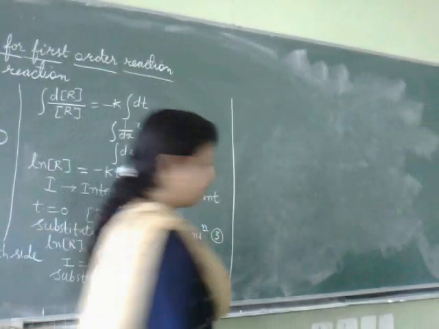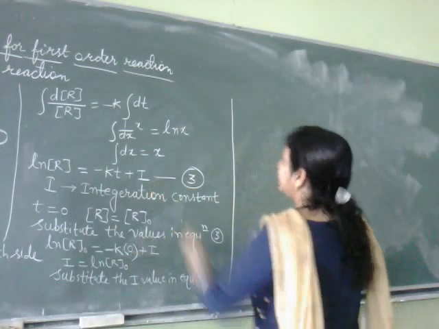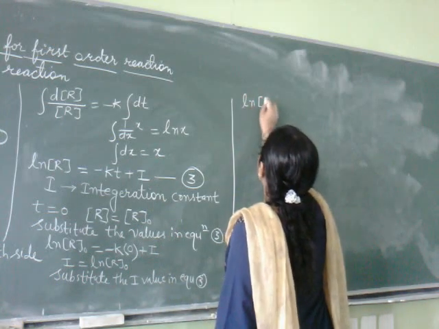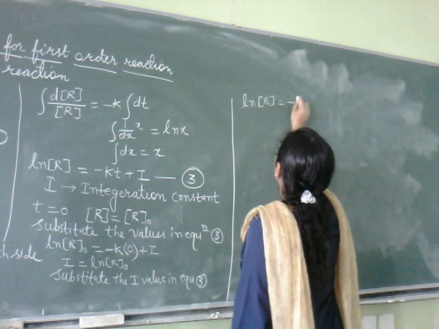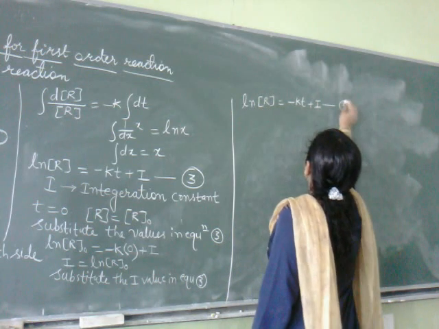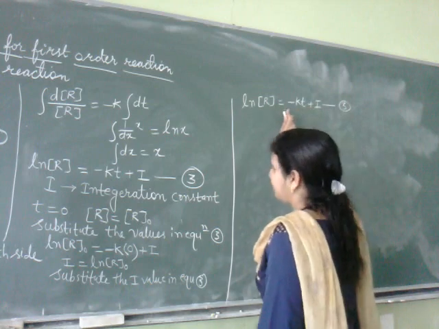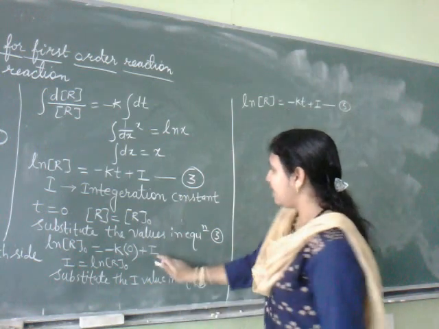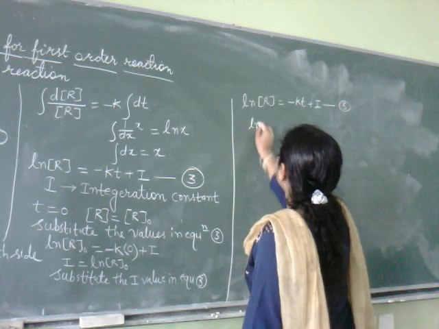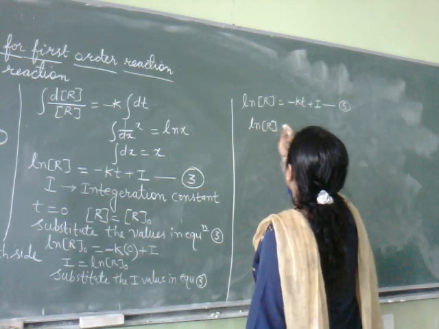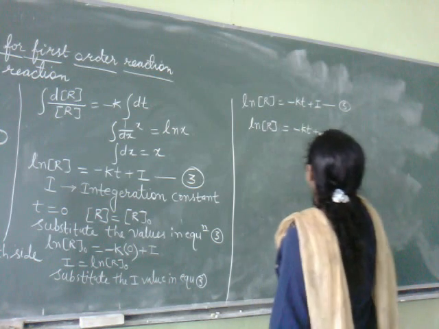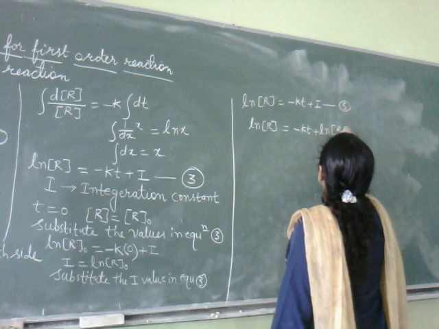Okay, equation 3. So what is equation 3? Our equation is this one: ln R is equal to minus kt plus I. This is our equation number 3. In this equation we have to put the value of I. What is the value of I? I value is ln R naught. So just put down in this equation: ln R is equal to minus kt plus ln R naught.